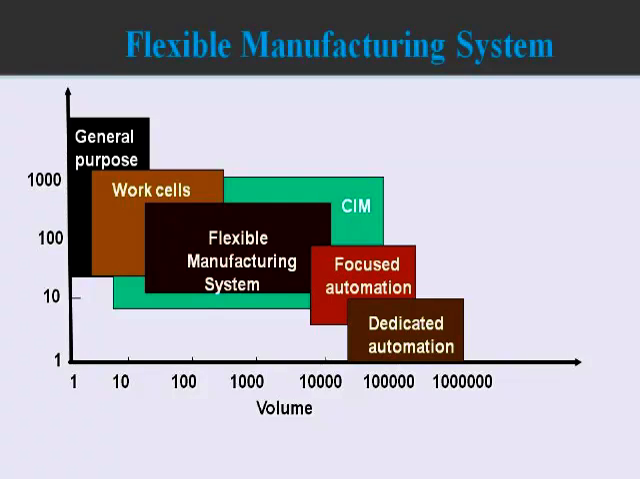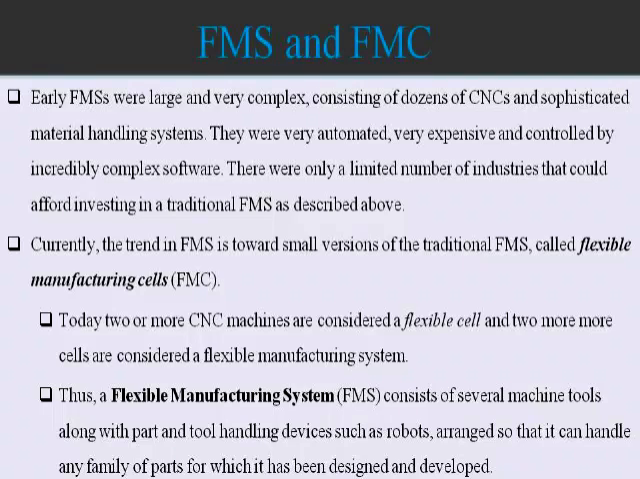We have very successful FMS installations all over the world: Cincinnati Milacron in the US, Xerox company in the US, and there are several other examples. Now, coming to the definition, let us see the developments and the definitions of an FMS. Early FMS were large and very complex, consisting of dozens of CNCs and sophisticated material handling systems. They were very automated, very expensive, and controlled by incredibly complex software. Only a limited number of industries could afford investing in a traditional FMS as described above.